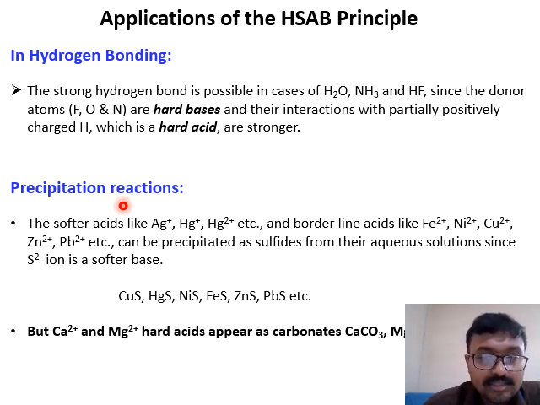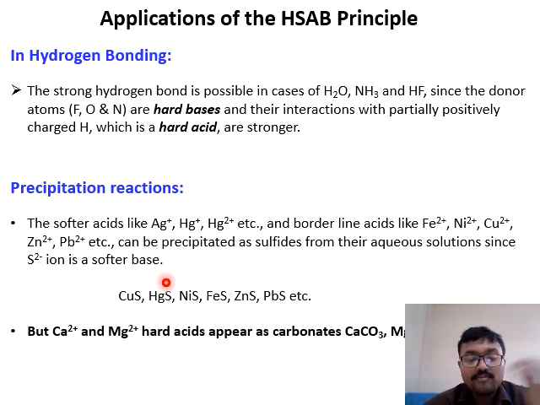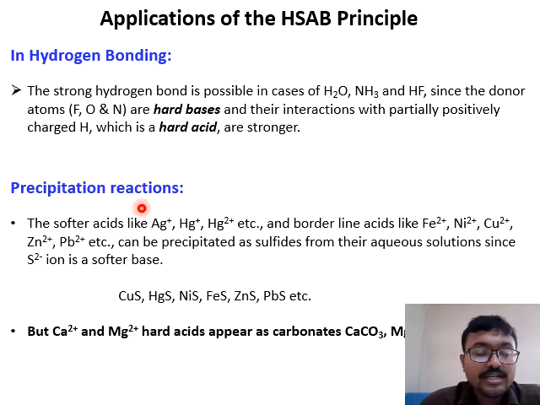Next one, precipitation reactions. The soft acids like silver plus, Hg2 plus, and borderline acids like iron 2 plus, nickel 2 plus, copper 2 plus can be precipitated as sulfide from their aqueous solution because sulfide is a soft base, right? So if we use sulfide, it can precipitate the soft and borderline acids.